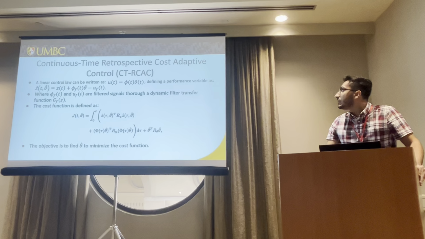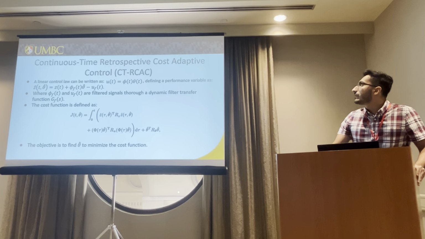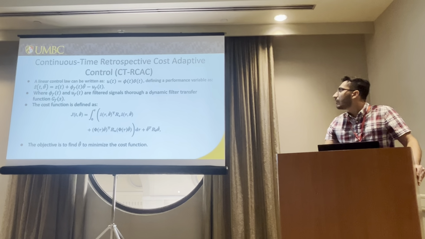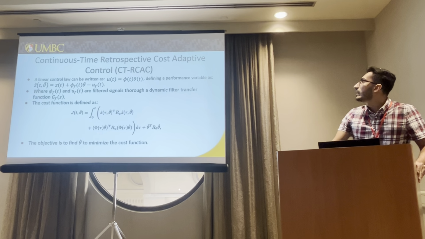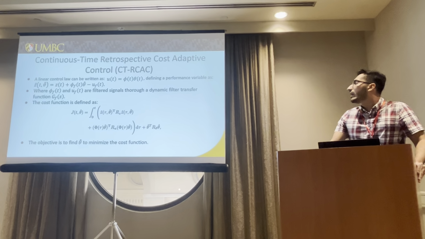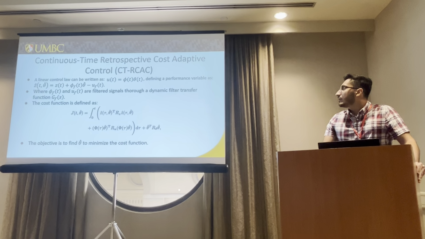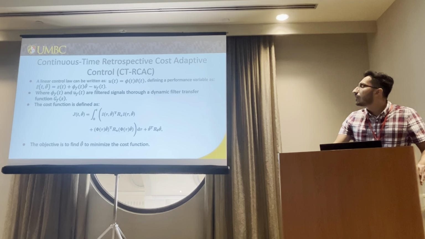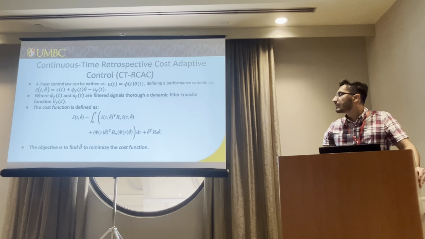In this work, we are going to use CTRCC. I'm not going to delve deep into the method itself, just a brief description of it. Any linearly parameterized control law can be written as a regressor matrix times a gain vector. We define a performance variable that includes output error and filtered data. And we define the cost function, which is an integral over time on the output error, the control signal, and the gain vector. The objective is to find a set of gains that minimizes this cost function.